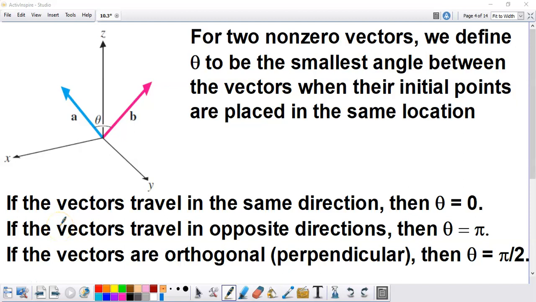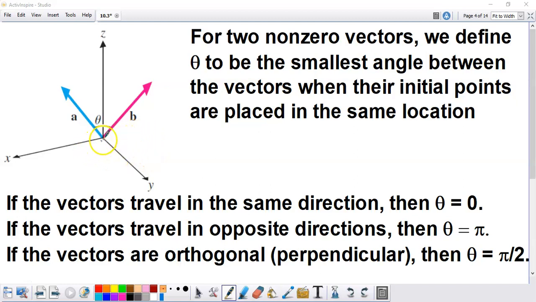So in our previous video, we introduced the dot product, and in this video, we want to talk about the geometric ramifications of a dot product calculation. To start here, we're going to look at a way to define an angle between two vectors.